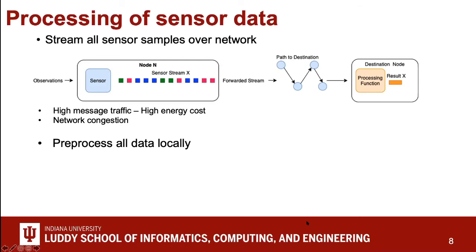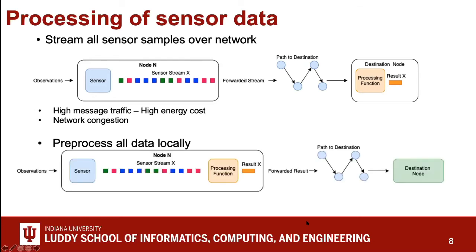And the second opportunity, or second method for processing of sensor data, is to pre-process the data locally. So a node will stream its sensor stream to its local processing core, and then it'll pre-process all that information, and then only send the result, which, as far as a network goes, is much more efficient, because you're sending a fraction of the data, because typically the processed data is only a fraction of the size of the raw data. But the challenge here is this is computationally demanding, depending on what your processing function is.